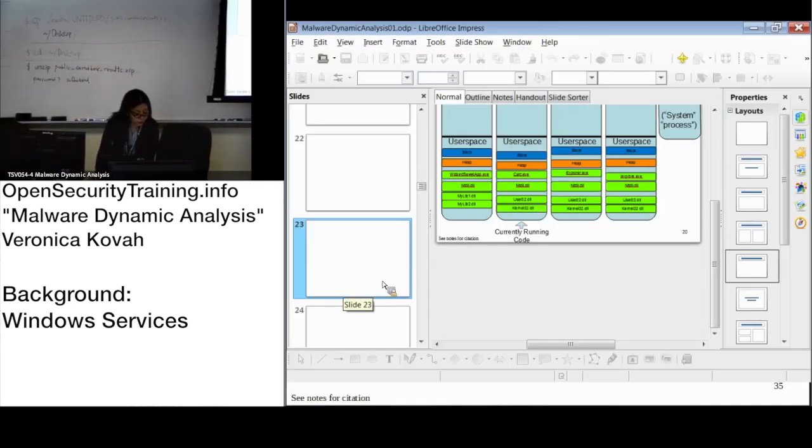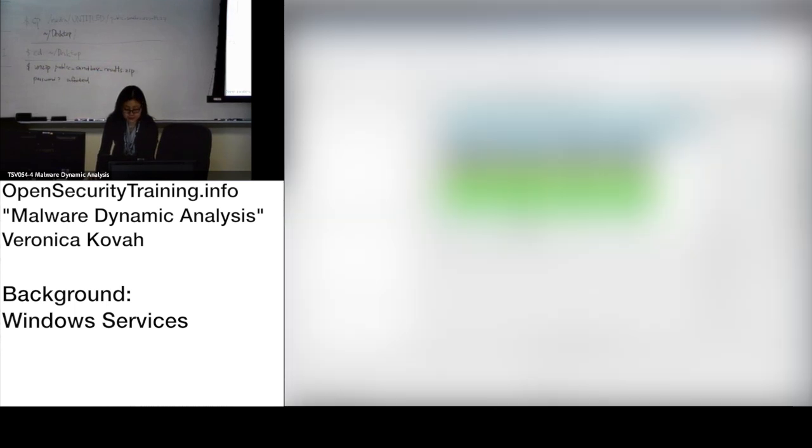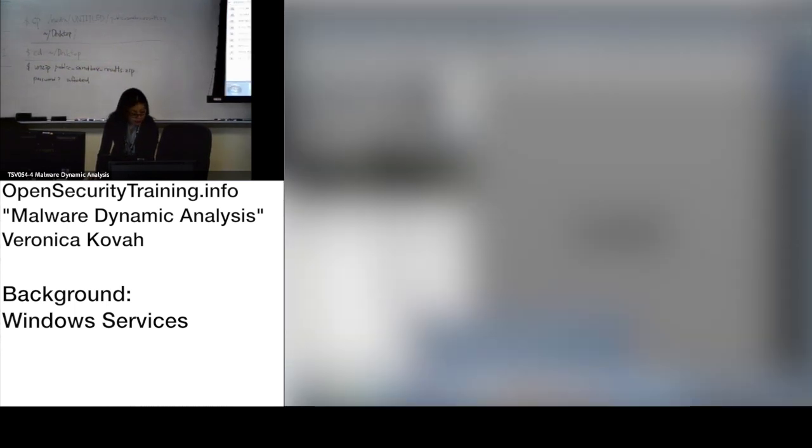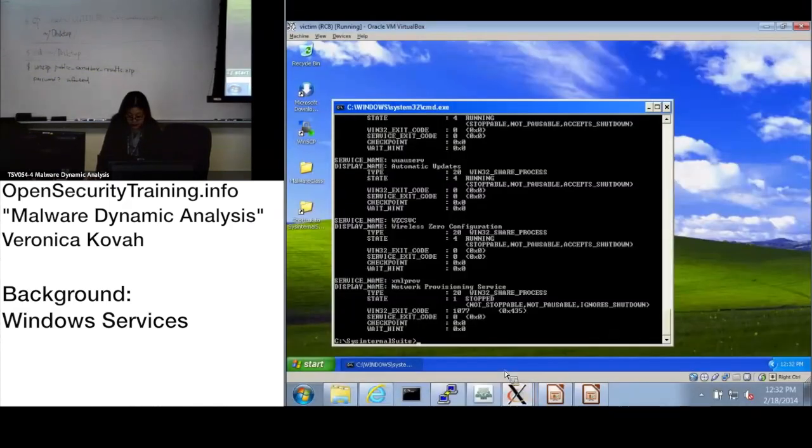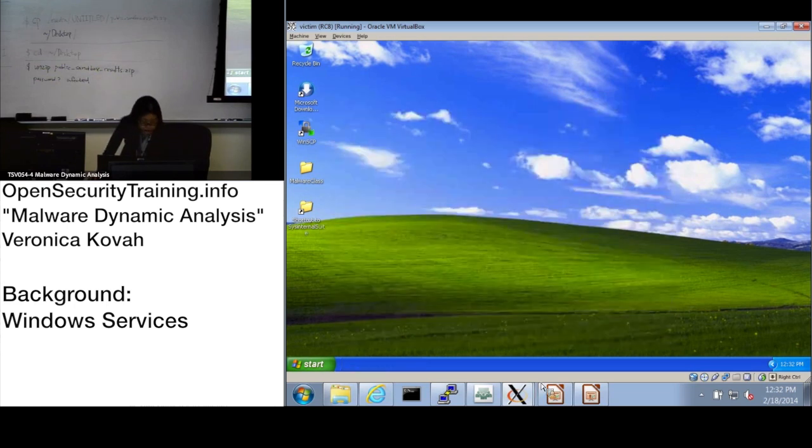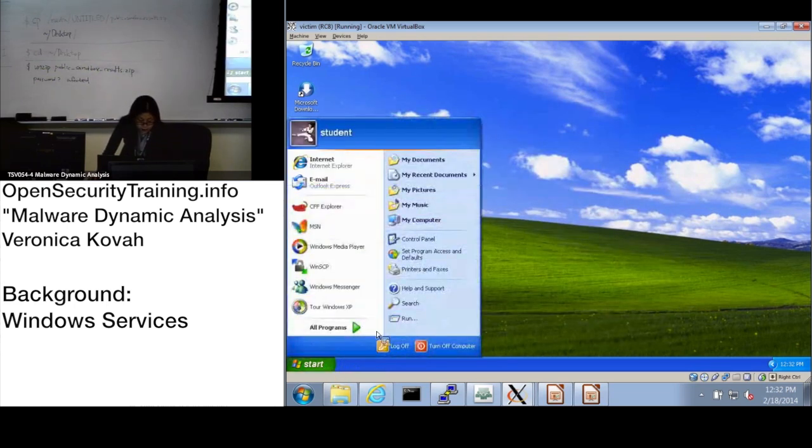Okay, so in this lab, I've mentioned that some services actually run in DLL form, right? For this lab, we're going to look at the registry keys associated with the services run from the DLL. Okay, so I am at slide 35. Okay, and I'm going to close everything here.